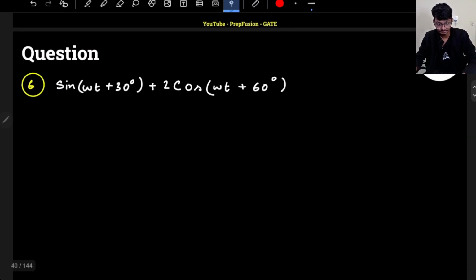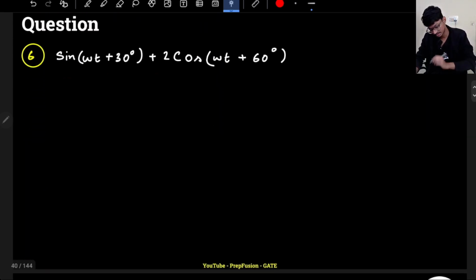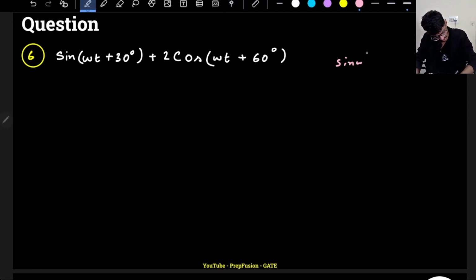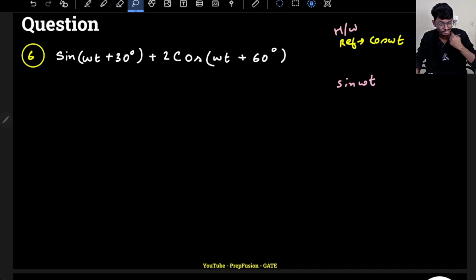Now what about the next thing? Can I do this addition? Yes, this is totally valid. So what you have to do, first you have to choose a reference. So my reference is sine omega t. You can choose any other reference. The homework for you is to assume the reference as cos omega t. That is homework, and please do this. If you don't do the homework, your concept will not be totally clear. I want you to clear the concept. So I am choosing my reference as sine omega t for now.